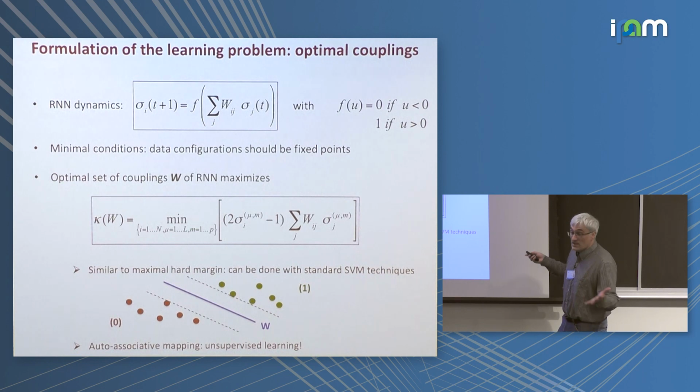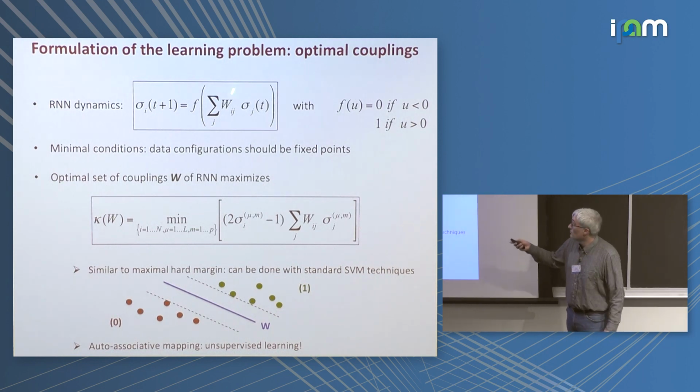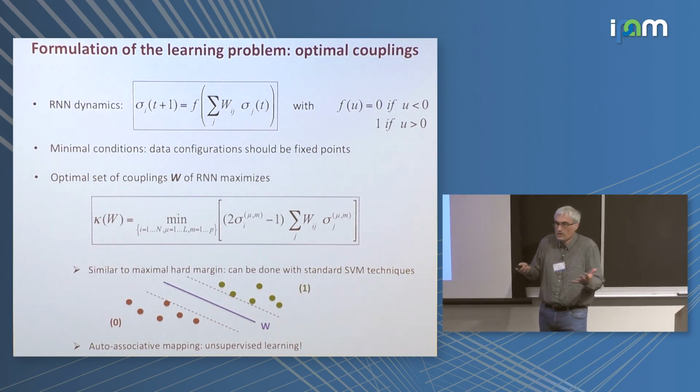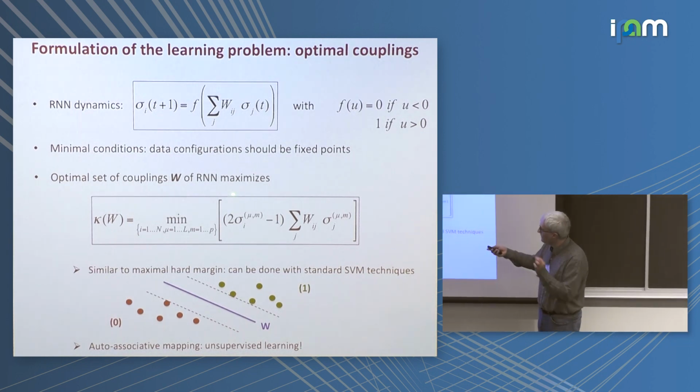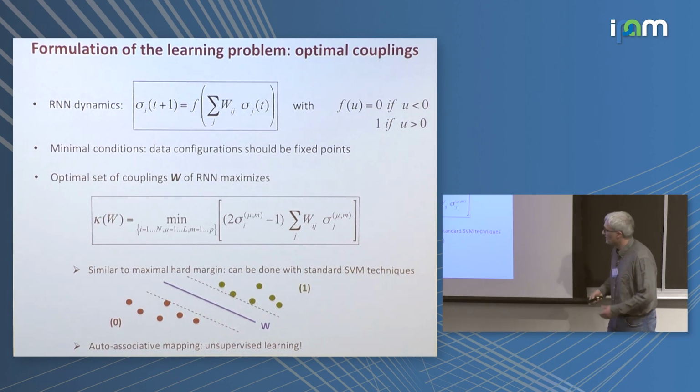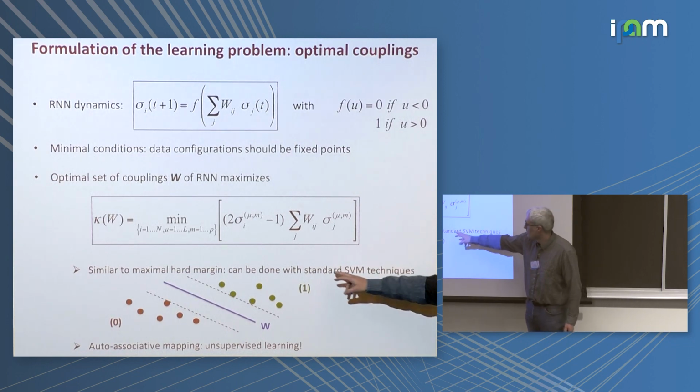So there might be many solutions to this problem, because this learning problem, if you impose that, is a convex learning problem. So it's an easy thing you can do. And we will choose one particular solution, which is what we call the optimal set of couplings, which maximizes this thing here. And this is very much related to support vector machines.